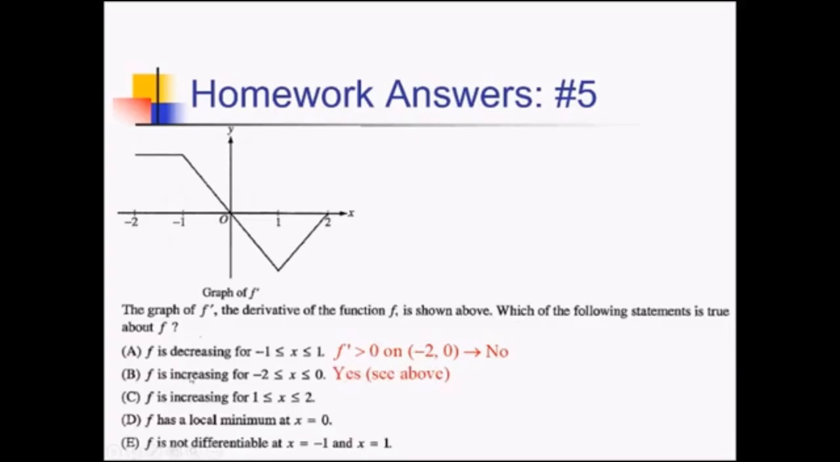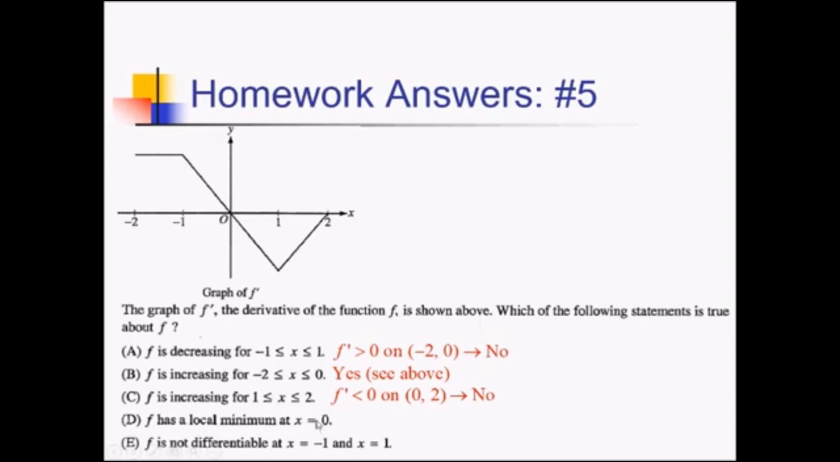So B would be a good one to pick, but if you want to look at the other ones, C says f is increasing from 1 to 2. Well, f prime is negative from 0 to 2, so that means we're actually decreasing on the interval they're talking about. So that's a no.